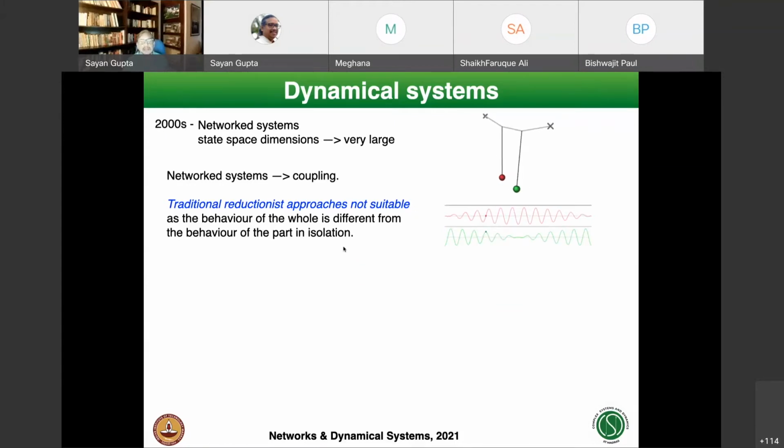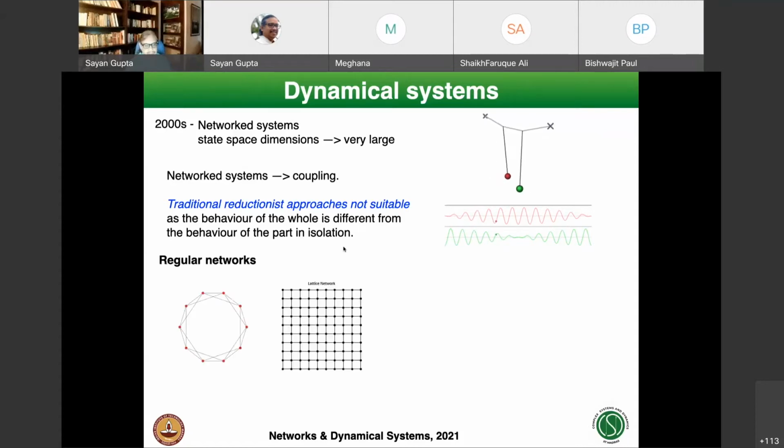systems imply is essentially there is coupling. And when you have a coupling, traditional reductionist approaches, whereby you isolate the system that you want to study from its environment and study it in isolation, really do not work. As we can see from this figure, where we have two pendulums which are connected by a common thread, the behavior of them is not as it should be for a pendulum which is oscillating in isolation. So you have to consider all the oscillators together to really understand the behavior of this system.